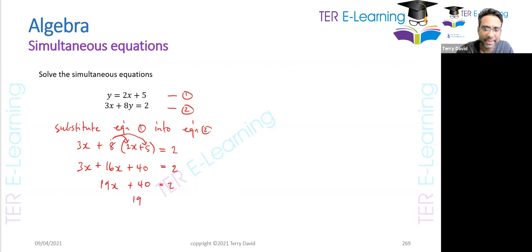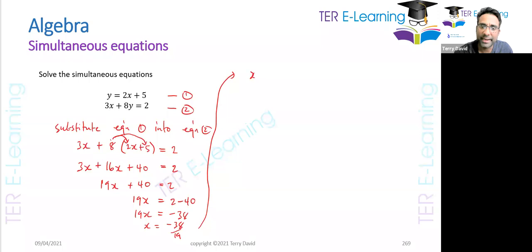So 19x is equal to 2 minus 40. So 19x is equal to, 2 minus 40 is going to give me minus 38. And therefore, x is equal to minus 38 over 19. So that's going to give me x is equal to minus 2. So minus 38 divided by 19, that's going to give me minus 2. So we've solved for x.